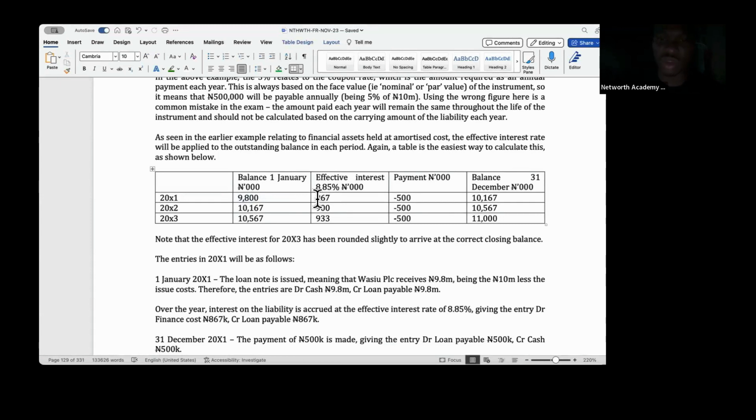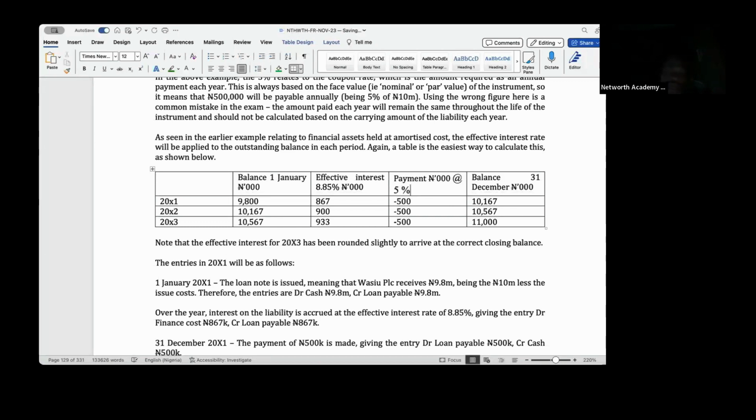This is what will come into P&L as a finance cost, which is 8.85% on this 9.8 million. And that gives me 867. But what he will pay as interest is going to be at 5%, which is 5% on 10,000, not on 982. The amount he borrowed is 10,000. He's going to actually pay interest on that 10,000. So this is going to remain at 500.